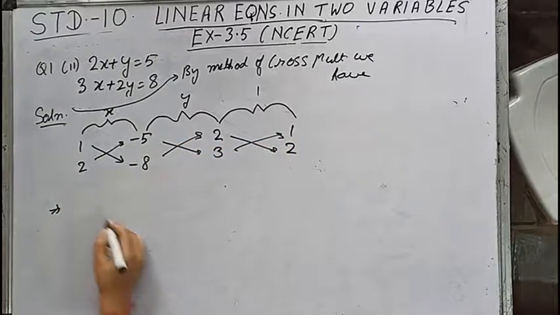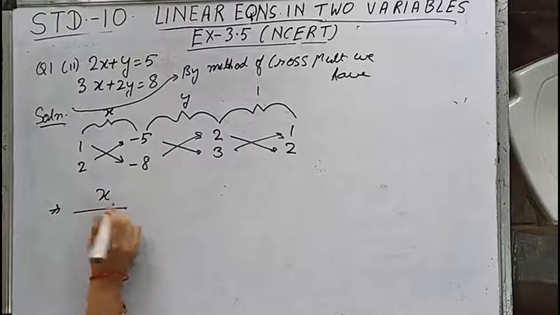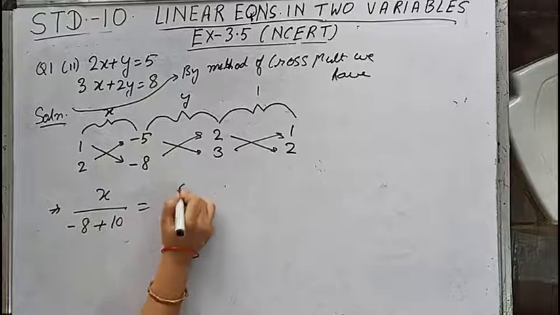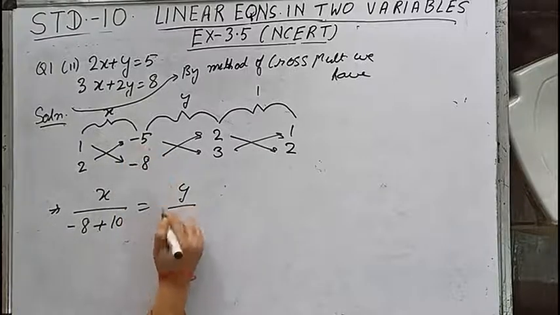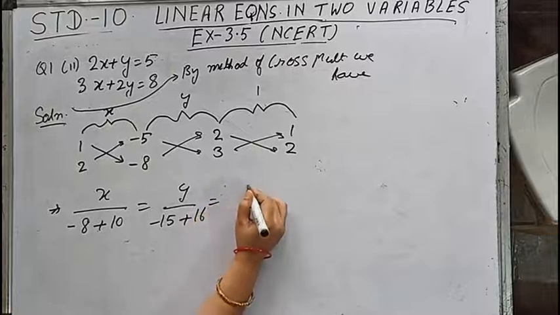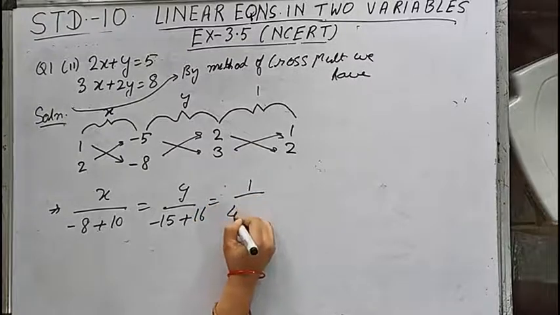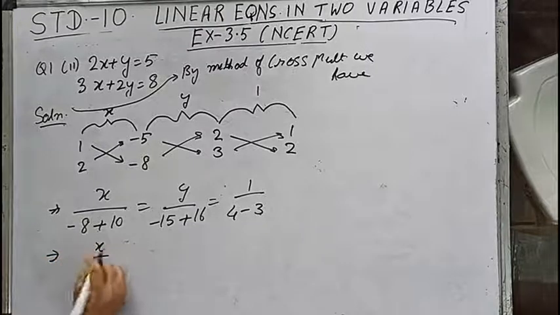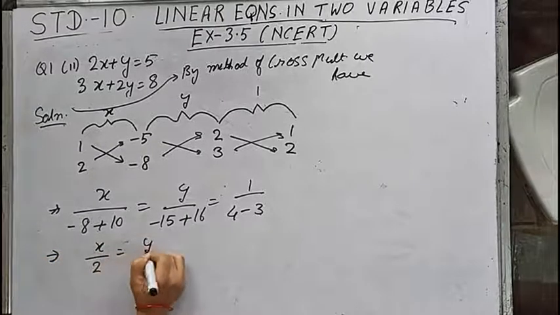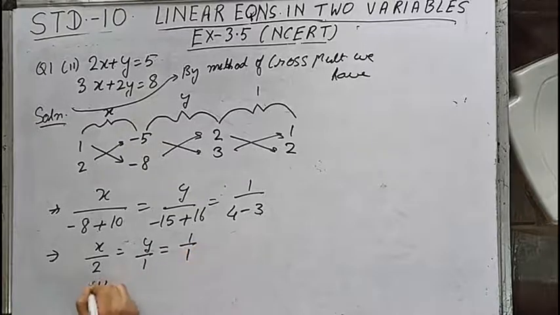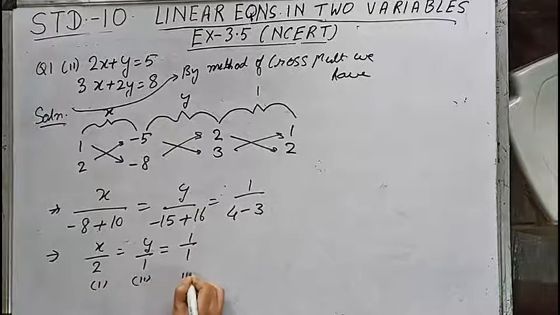This implies x divided by minus 8 plus 10 equals to y divided by minus 15 plus 16 equals to 1 divided by 4 minus 3. This implies x divided by 2 equals to y divided by 1 equals to 1 divided by 1. Make it 1, 2 and 3.